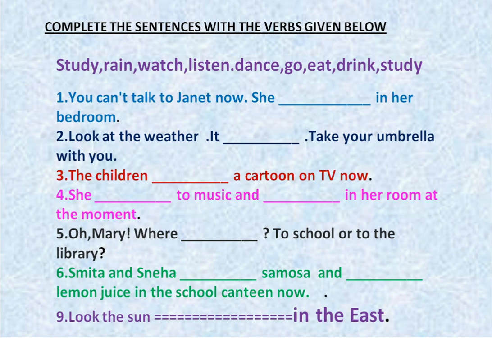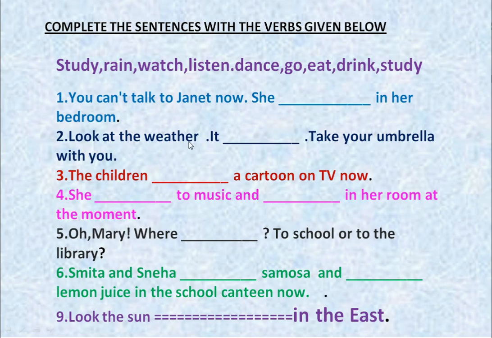Let us do another exercise. Complete the sentences with the verbs given below. Here are some verbs. You can't talk to Janet now. She's in her bedroom. Here two persons are talking. They are talking about Janet, and Janet is doing something at the time of speaking. Therefore, this sentence will be present progressive tense. So, she is the third person singular number, so you have to use is. So, she is studying, or you can say resting if there is rest. She is resting in her bedroom.